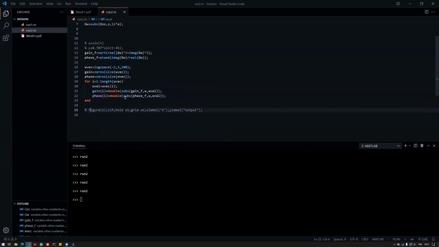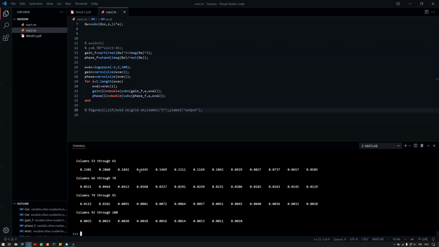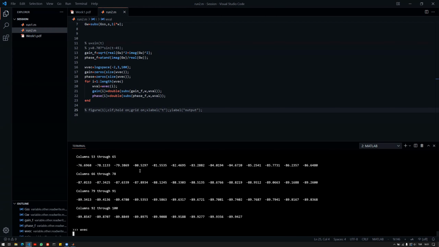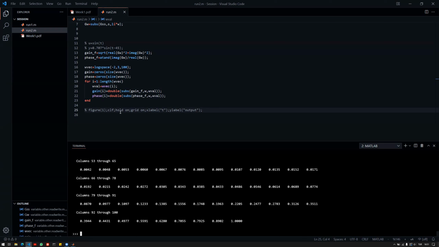So before we plot anything, let's run this code and see if it runs properly. If I say gain, we have a certain gain. If I have phase, we have a certain phase, and there's omega vec. So the only thing left here is to prepare a nice plot that explains this stuff to us.